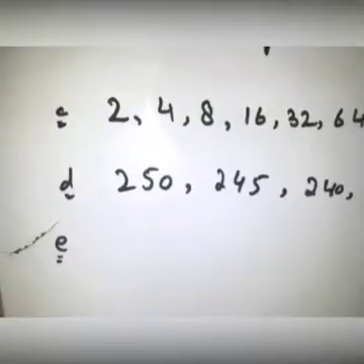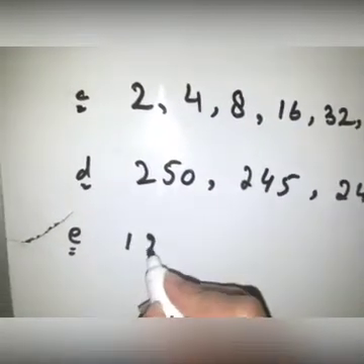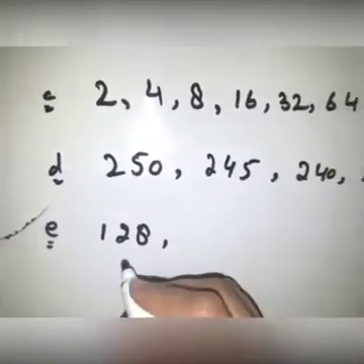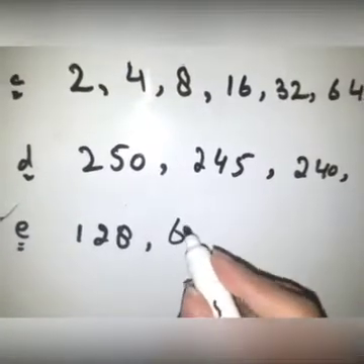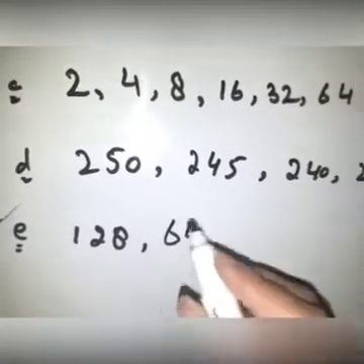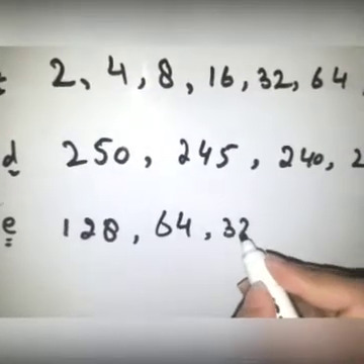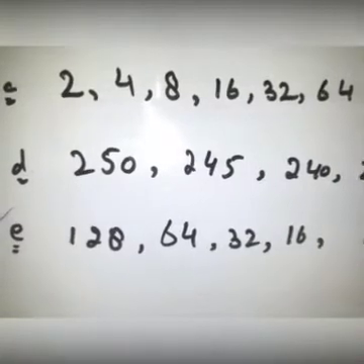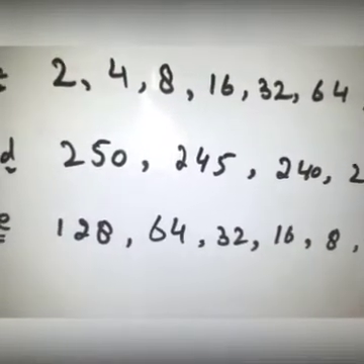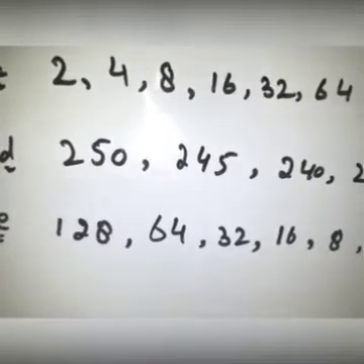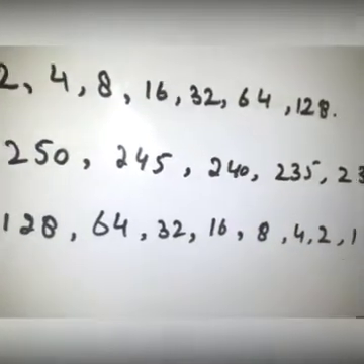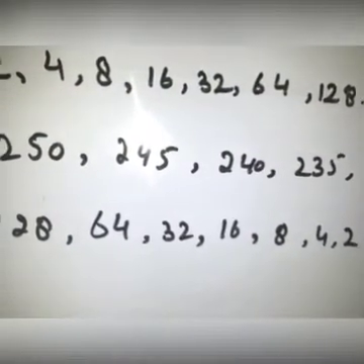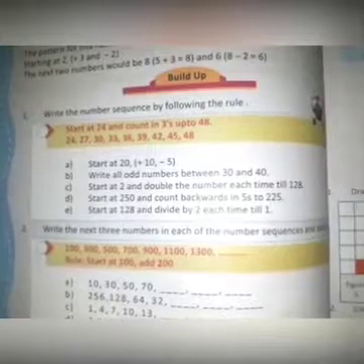So part E, we are going to start with 128 and now we are dividing it by 2. When we divide it by 2, the answer will be 64, and when we divide 64 by 2, the answer will be 32. Again divided by 2, the answer will be 16, then 8, then 4 and then 2 and then 1, because 2 ones are 2. So here we will stop because the question said till 1. You have to solve these questions in your neat copy.